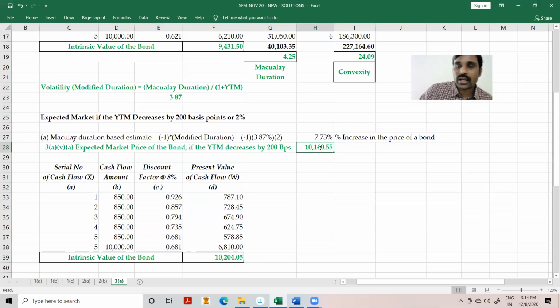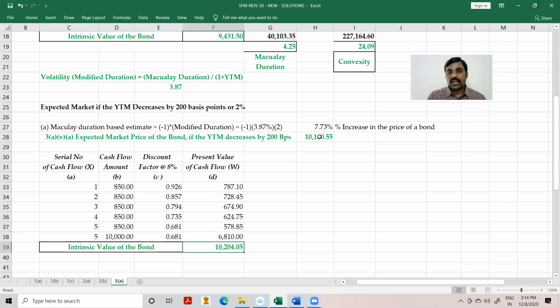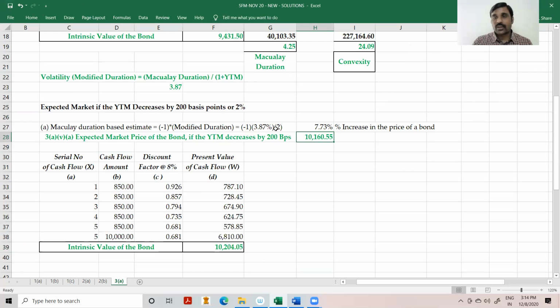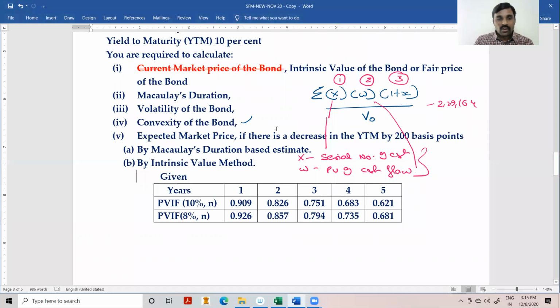This is the drawback of the duration. The market price will increase to 10,204, whereas duration is assuming that the market price will increase only to 10,160. Why? Because mathematically duration is correct, but actual market behavior is different. Let me explain the drawback of the duration: what the duration assumes and what the reality is.